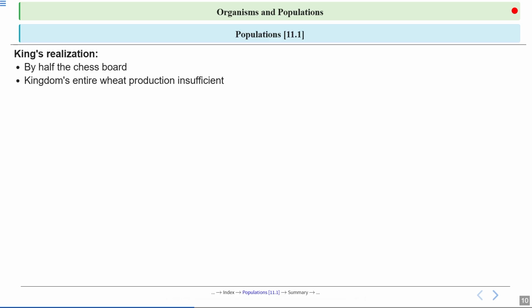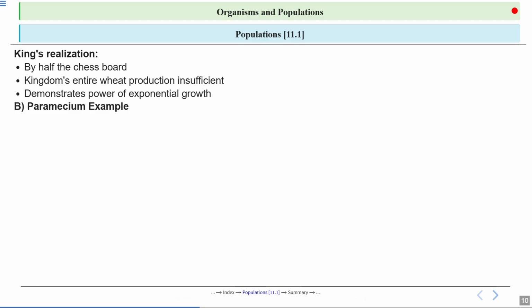Okay, so this highlights the surprising nature of the exponential growth. The king's entire wheat production was even insufficient. This was because of the exponential growth. So this demonstrates the power of the exponential growth. Here the numbers increase rapidly, doubling at each step, leading to massive quantities in a short time.